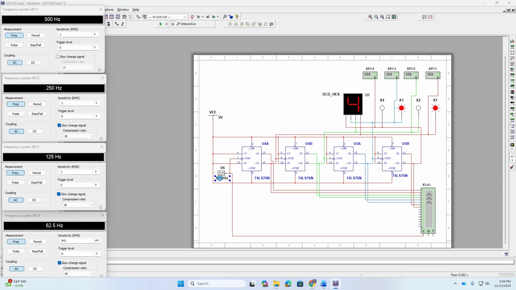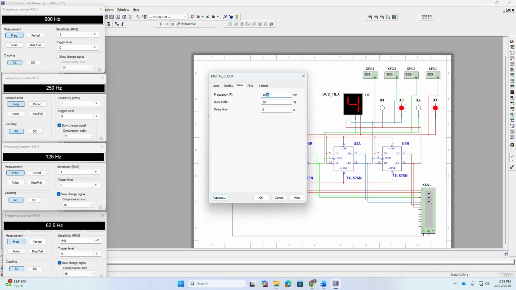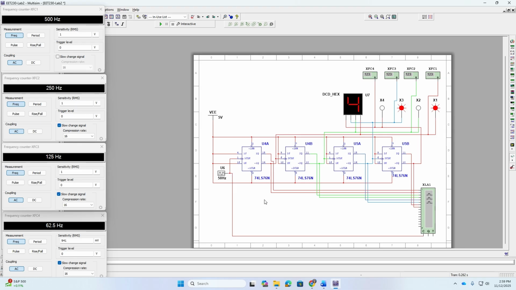But they want us to just tell what's happening with the clock. And I said, go ahead and keep this at 50. 50 is a good frequency that allows you to actually see the change. So let's go ahead and run this.